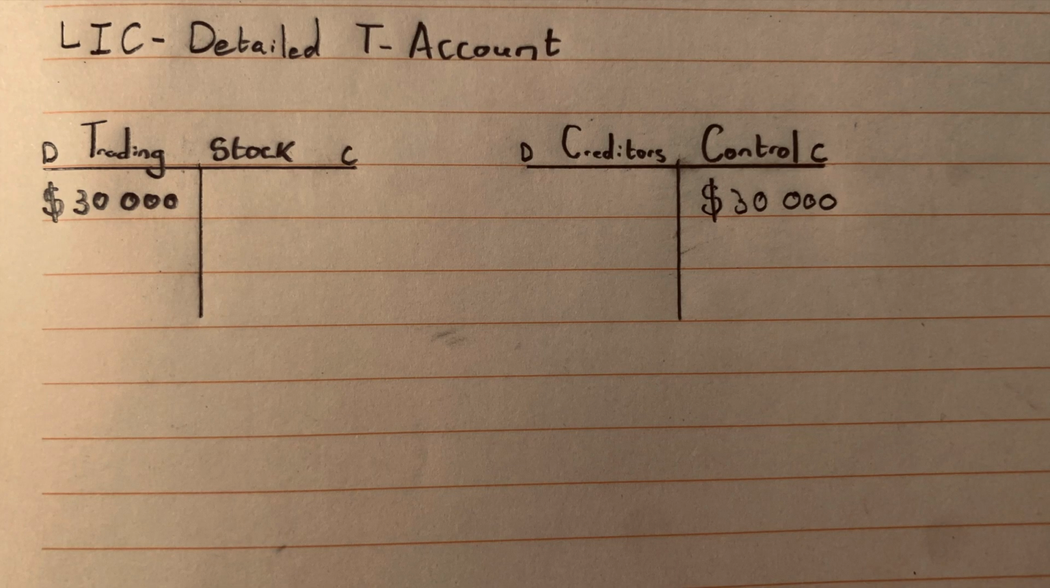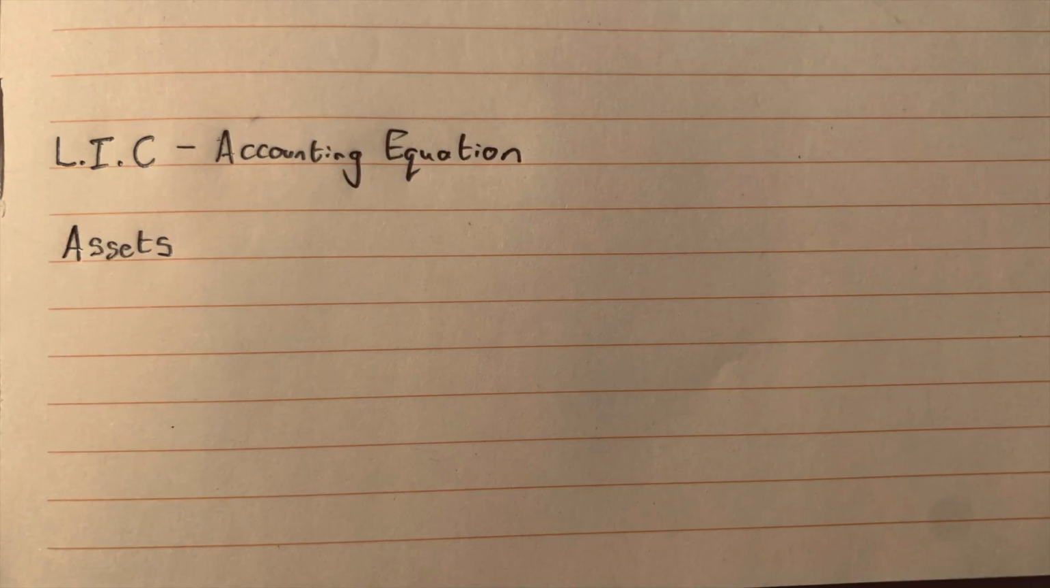Now that we've got the two affected accounts, we will do exactly as we did in the LIC and DAX equation. We will increase trading inventory on the debit side by $30,000. And then we go to the creditors control account on the credit side and increase it by $30,000. So now that we've got that sorted with our inventory going up with the $30,000 worth, but our creditors control also going up by $30,000 worth, let us see in terms of the LIC how it affects the accounting equation.